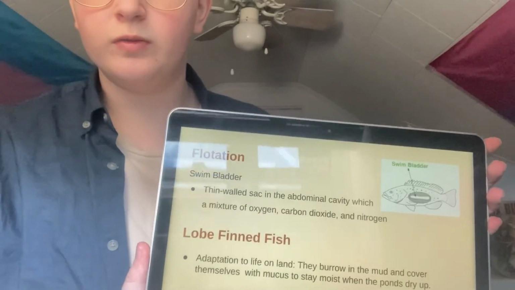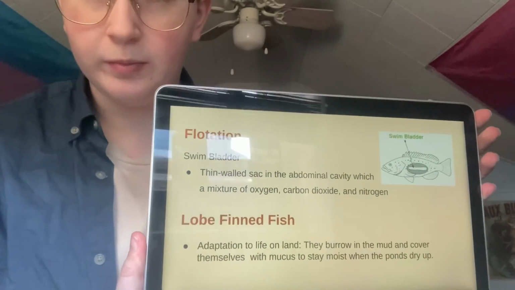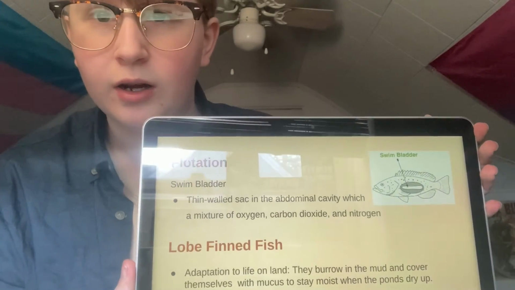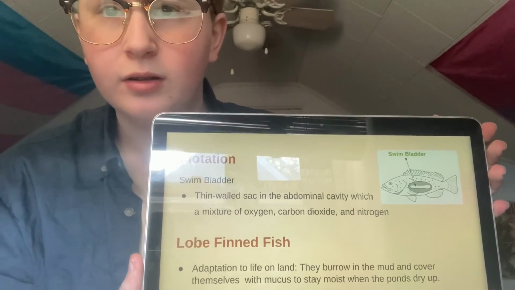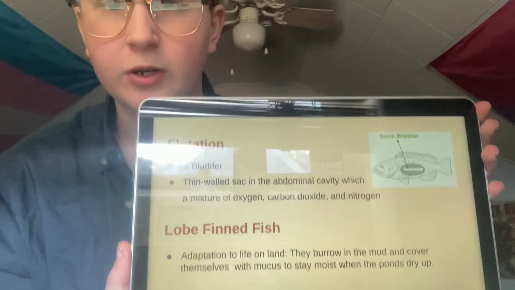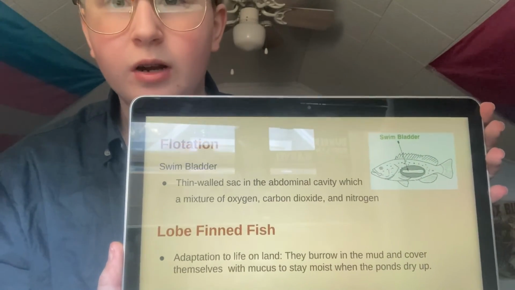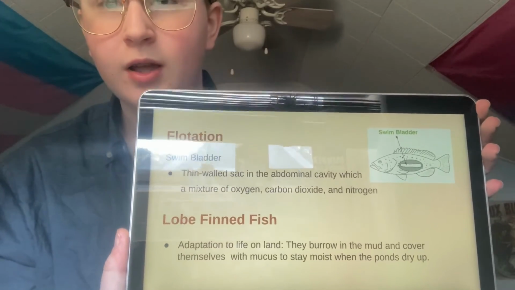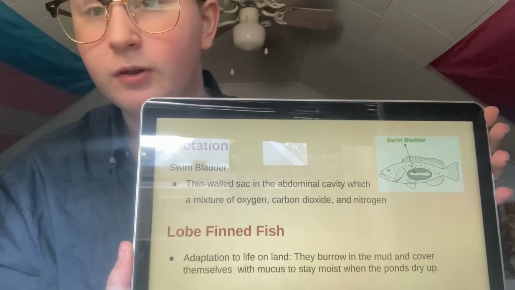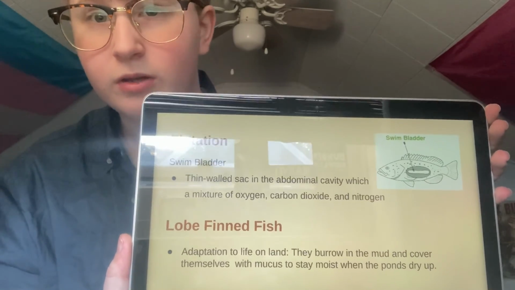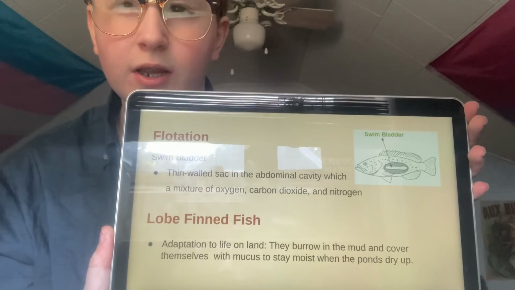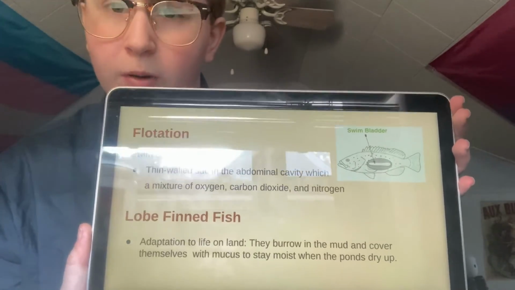Okay, so for flotation, we have a swim bladder, which is a thin-walled sac that's going to contain, in the abdominal cavity, a mixture of oxygen, carbon dioxide, and nitrogen. And then specifically the lobe-finned fish has an adaptation to life on land, where it's going to burrow into the mud and cover themselves with mucus to stay wet and damp when the ponds dry up.